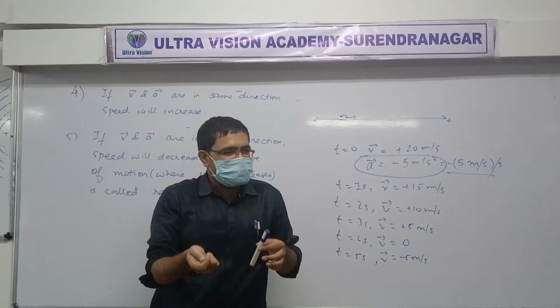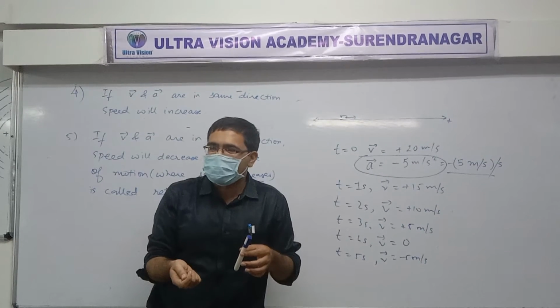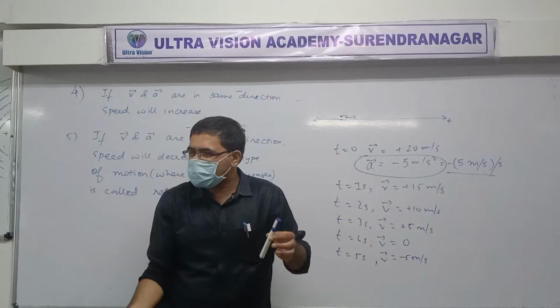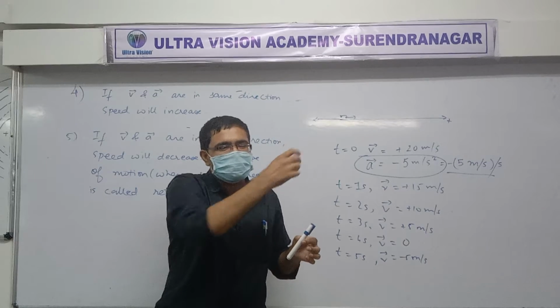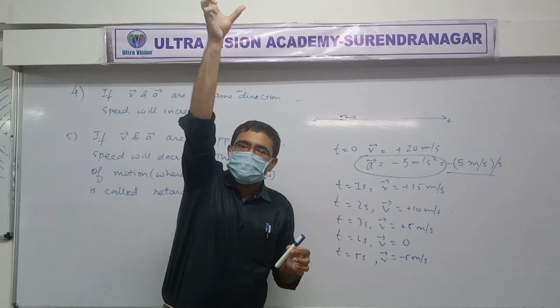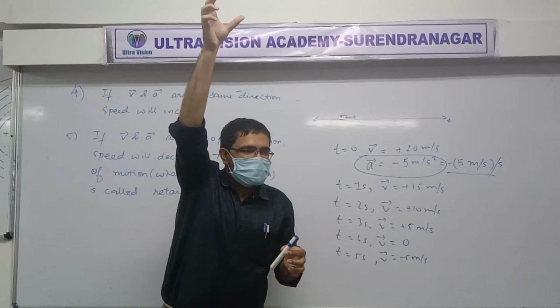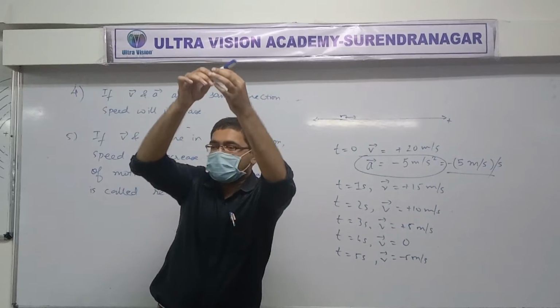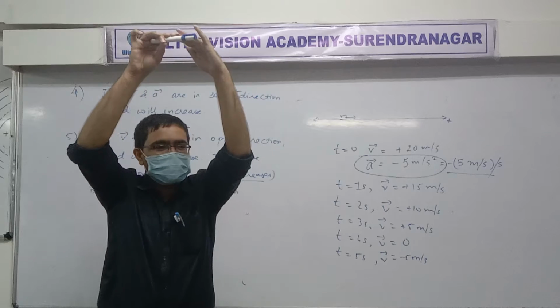Or a shuttlecock when you play badminton. Then also you might have noted that when you hit it, it zips. But then gradually as it goes up, it will slow down. Yes or no? Yes. Right? So at that time there is retardation. And then at one point velocity will become 0.